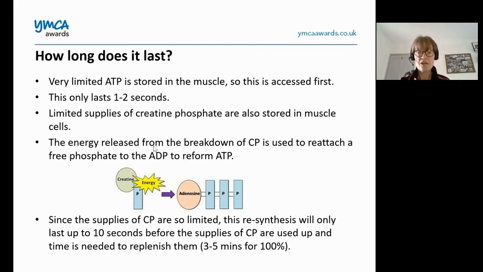Because those supplies of creatine phosphate are so limited within our muscles, you've only got enough for that 10 seconds before supplies are used up, and then you're going to need quite a significant amount of time to recover those supplies back up to 100%. A good few minutes it takes to get those creatine phosphate levels back up. So, significant recovery time.